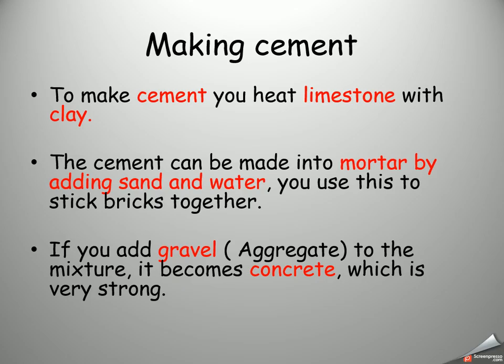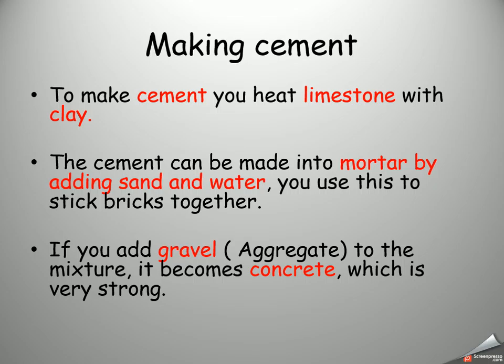So you guys have got to know all of that. There are 3 different things: how you make cement, how you make mortar, and how you make concrete. Cement is the first one. You get limestone and clay and you heat it together. So limestone and clay is cement. To make that cement into mortar, you add sand and water. That is how you make mortar. That rhymes. And then to turn that cement into concrete, you add the gravel.